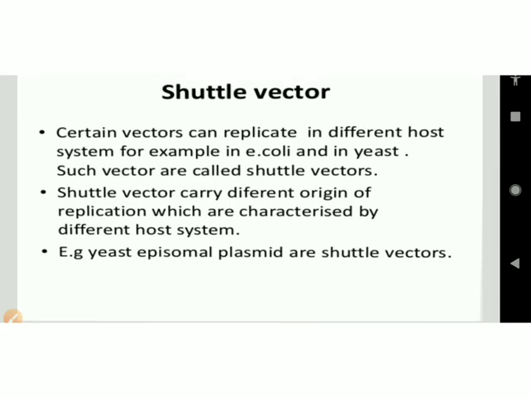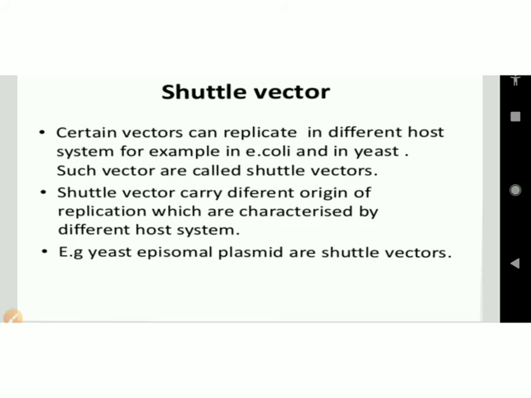Shuttle vectors carry different origins of replication, which are characterized by the different host systems. For replication of the shuttle vector in prokaryotic cells, a different type of origin of replication is required, and for replication in eukaryotic cells a different origin of replication is present. An example of the shuttle vector is the yeast episomal plasmid. Yeast episomal plasmid can replicate both in prokaryotic and eukaryotic cells.